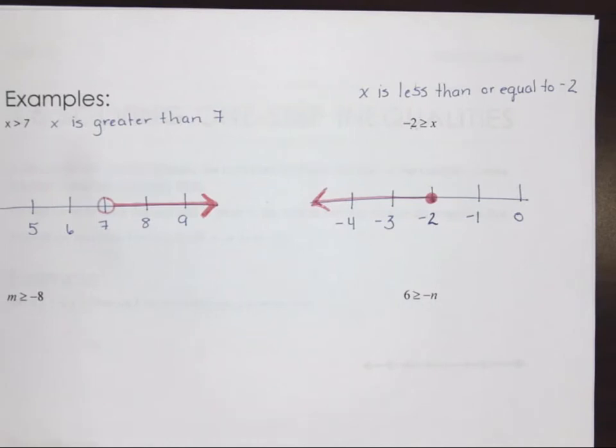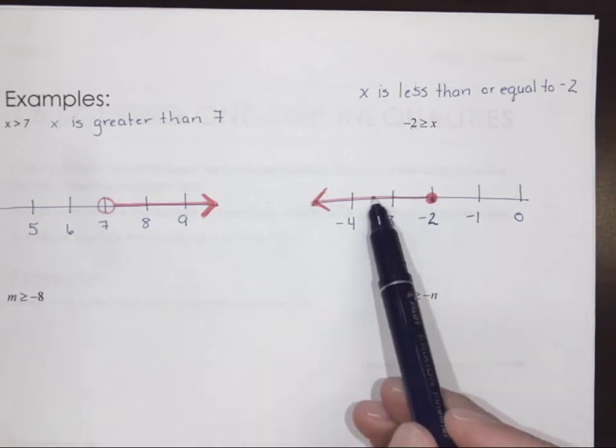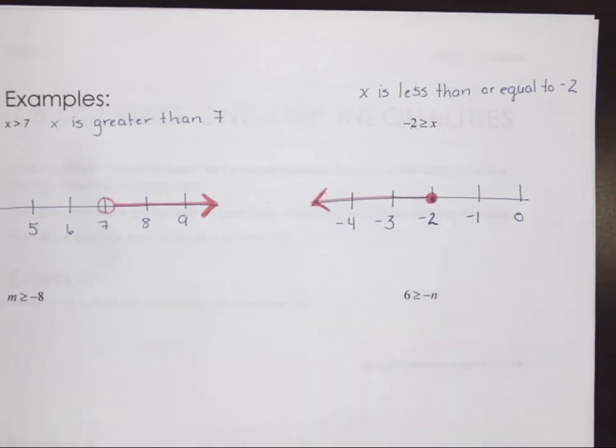All right, so -4 is colder than -2. So those are lower temperatures, lower numbers, the further away they get from 0.